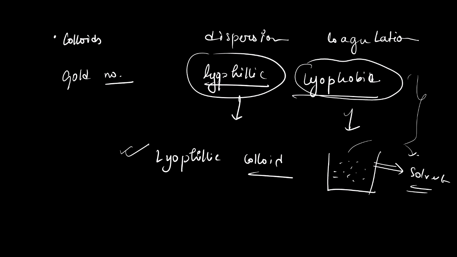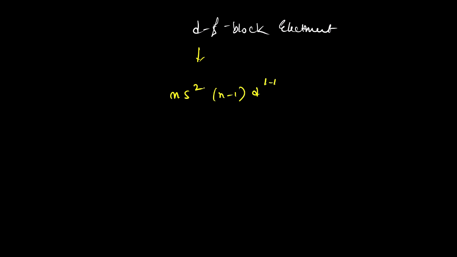Next I am going to the d and f block elements. Actually this is part of the periodic table, but still these are a little different from the other atoms present in the periodic table. And the difference comes first of all from the electronic configuration. The d block elements have the electronic configuration (n-1)d 1 to 10 ns2.